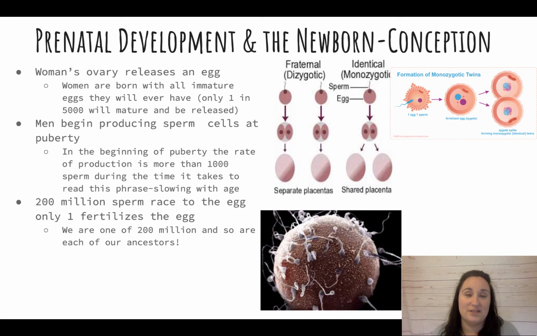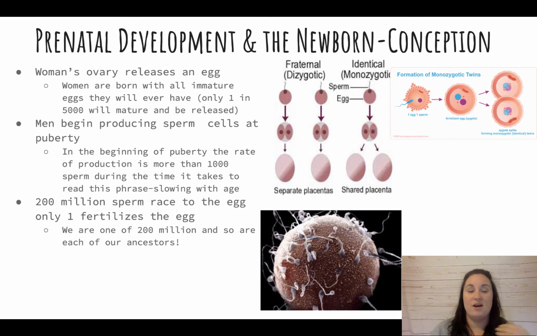So now let's look at the physical development in the womb. So a woman has a set number of eggs when she is born. They are immature eggs, and 1 in 5,000 will mature and be released. So every month, one is released in theory, sometimes more than one. So if 2 eggs get released, then it's possible to have fraternal twins. Men begin producing sperm cells around puberty, and there are about 200 million sperm trying to fertilize 1 egg. So 1 sperm will fertilize 1 egg, and that will create a zygote, which we'll talk about in a second.